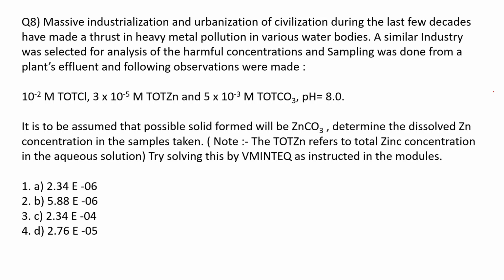We found, when this factory effluent was observed, that the total chlorine concentration was 10 raised to power minus 2 molar. Total zinc was 3 into 10 raised to power minus 5 molar. And total carbonate is 5 into 10 raised to power minus 3 molar. And pH is 8, so this is slightly alkaline water. It is assumed that the possible solid formation is ZnCO3. So determine the dissolved Zn concentration in the sample taken.